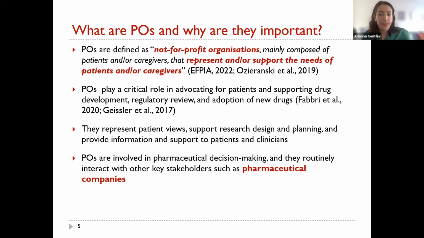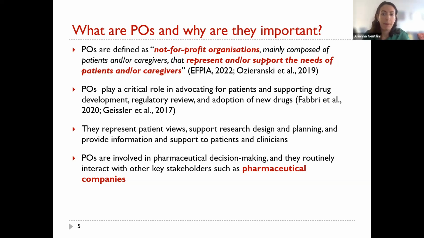So starting with the definition of patient organizations, in the literature, they are defined as non-for-profit organizations that are composed of patients, caregivers, and that represent and support the needs of patients and caregivers. And they are important and widely recognized stakeholders in the drug development process. And mainly that is because they have first-hand experience on conditions.